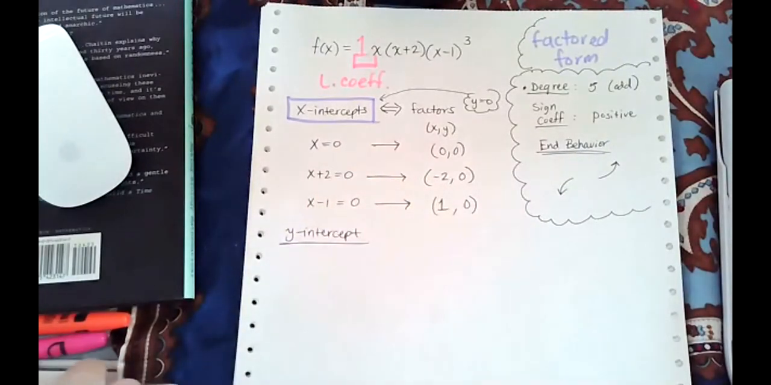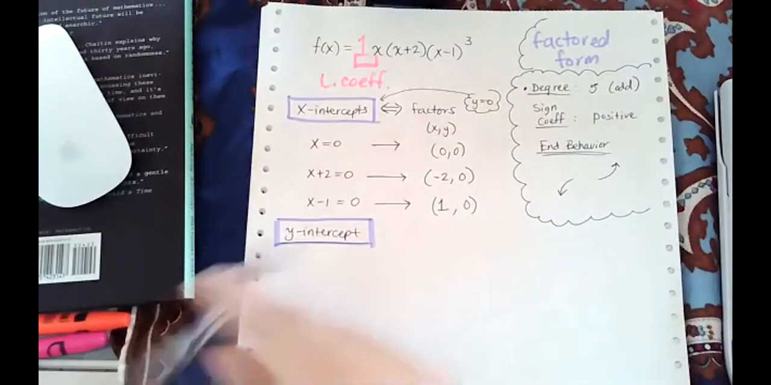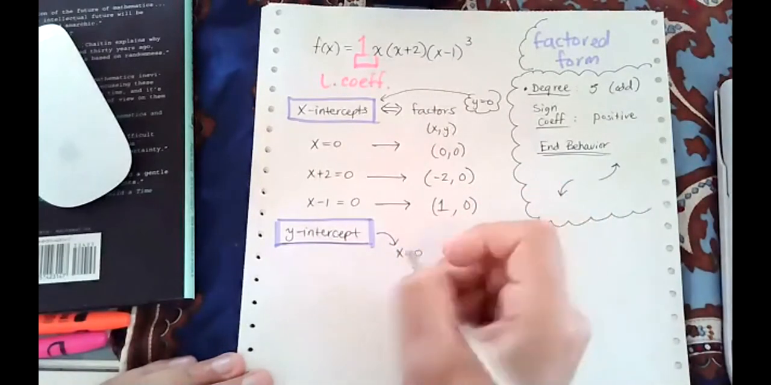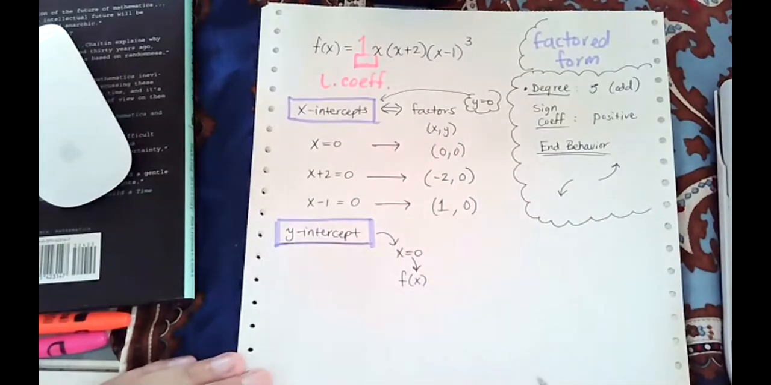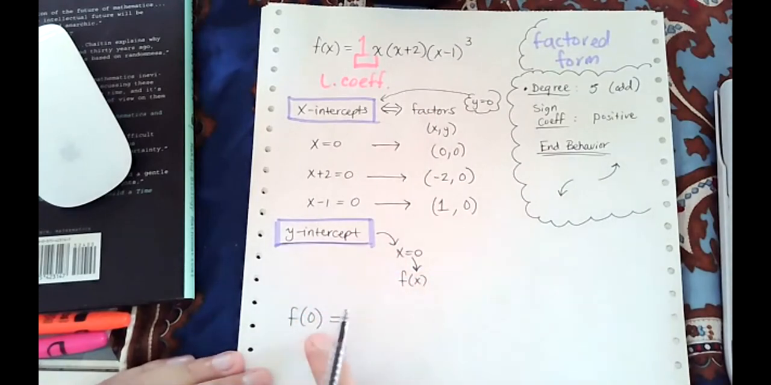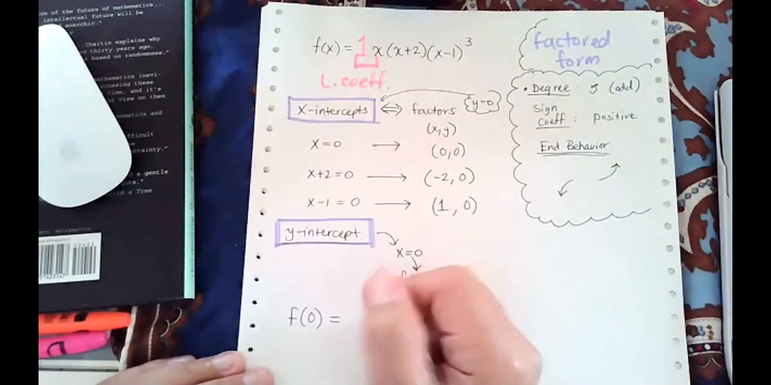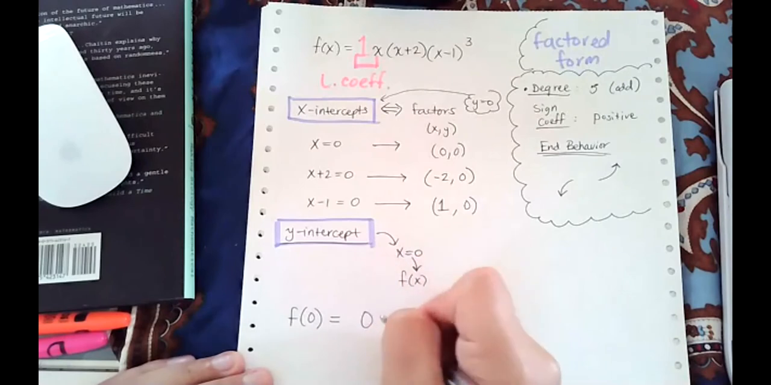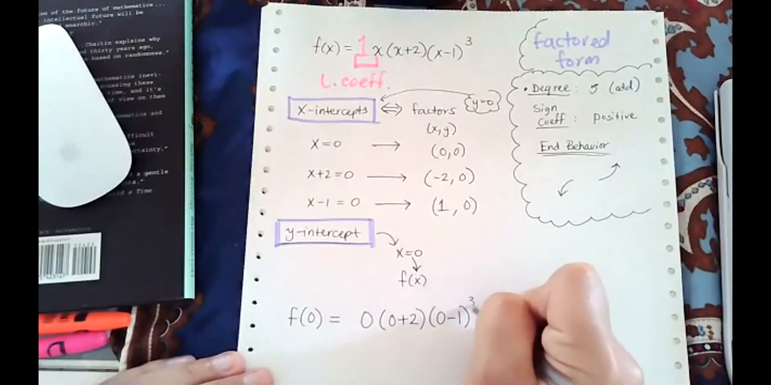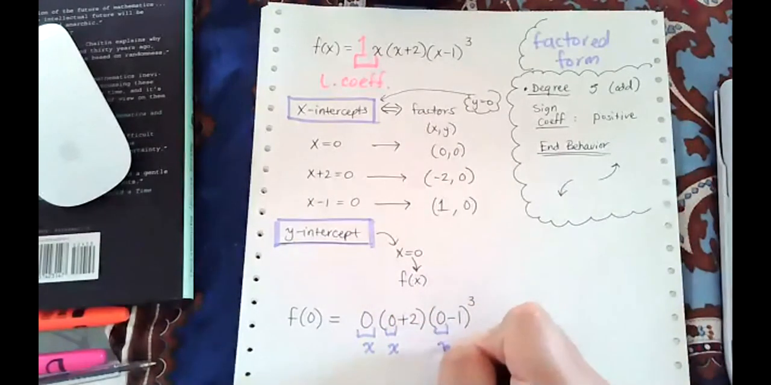For the y-intercept, we will have to do a little bit of algebra. There's really no other way to do it other than to set x equal to 0. If x is equal to 0 and you plug that into your function, then we're evaluating f of 0, which means plug 0 into all of the locations for x in the original equation. So we would have 0, because we had an x there, times 0 plus 2 times 0 minus 1 to the third power. These are just the locations where x was in the original formula.